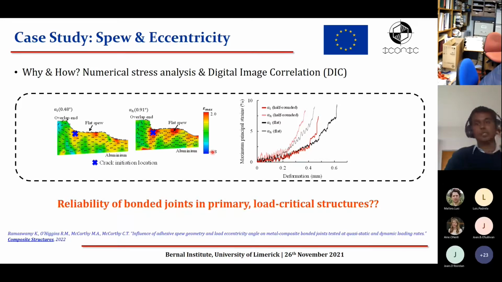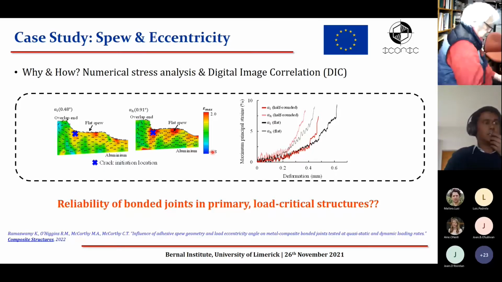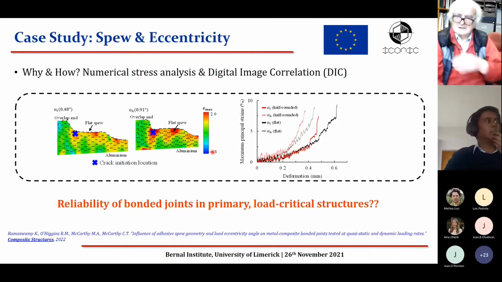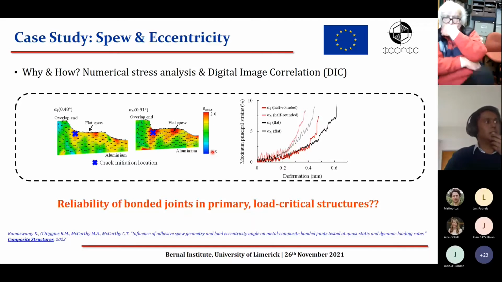But if the excess adhesive, which many times isn't considered in the joint design, can affect the performance from minus 50% to 120%, I will leave the effect of more important parameters considered during joint design to your imagination. So that is basically the question on the reliability of bonded joints when used in primary load critical structures.